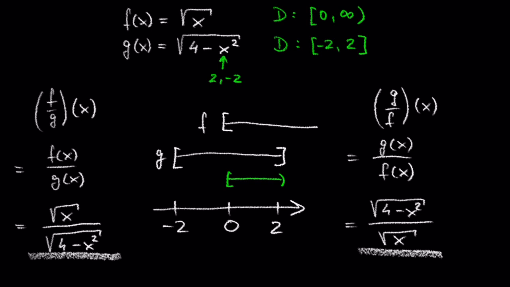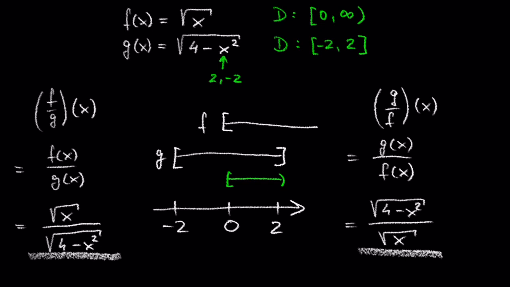Why is the 2 not included? I really encourage you to pause the video and find the answer to this question. The 2 is not included because when we allow the 2 to be in the domain, we would get 4 minus 4, which is 0, and the square root of 0 is 0. So we would get a 0 in the denominator, which is not defined. Therefore, we have to exclude the 2 from the domain.